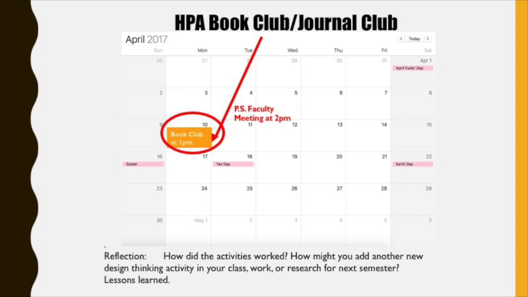for the spring semester. Now, we have about a month and a half to read this book, and I think that's plenty of time for you to engage in the design thinking process and to maybe use one tool from his toolkit. And then the second book club date is going to be April 10th at 1 p.m.